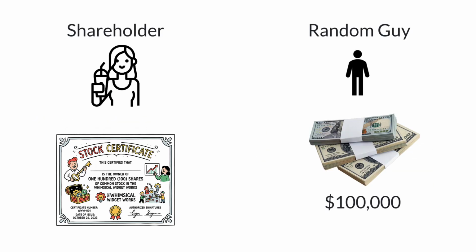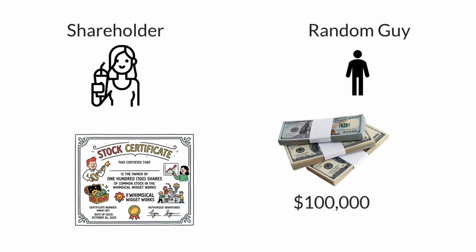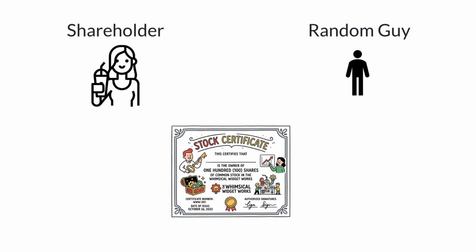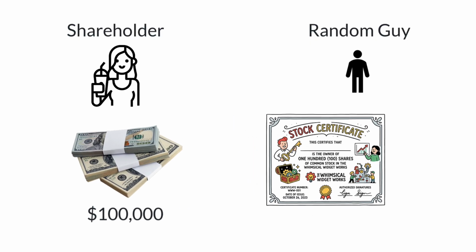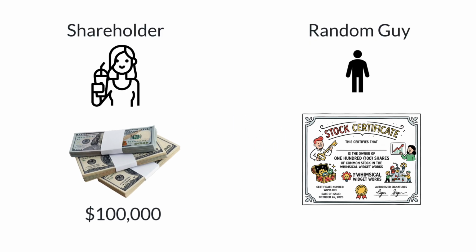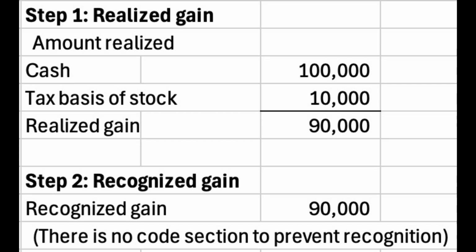To double check our calculations, let's now pretend that the shareholder sells the new stock with the $10,000 tax basis to Random Guy for $100,000, the stock's fair market value. The shareholder's realized gain would be $90,000, $100,000 of cash minus our basis of stock of $10,000 for a $90,000 realized gain. And since there is no other code section that would prevent the recognition of gain on the sale of stock, in this hypothetical transaction, the recognized gain would also be $90,000.